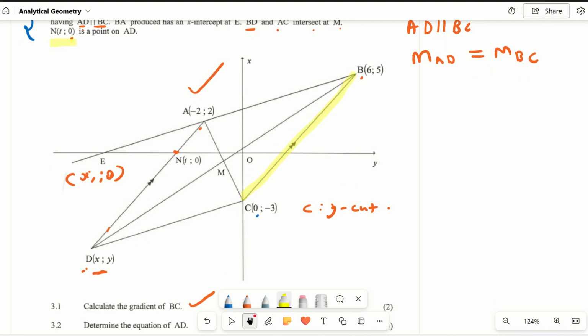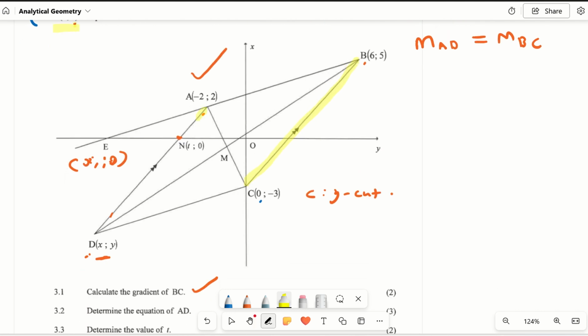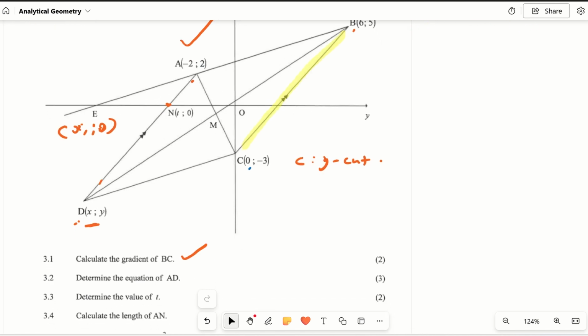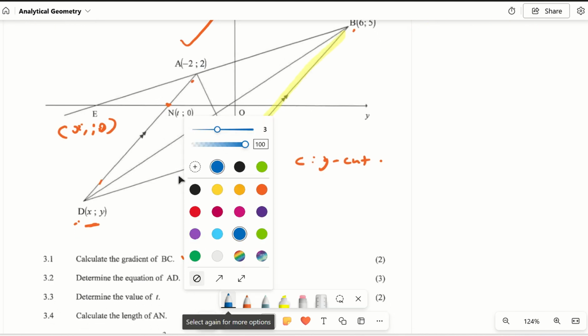All right. So you guys remember that we anticipated that since BC and AD are parallel, the chances are they might even ask you to find the gradient of AD as well. But let's find the gradient of BC quickly. This is the line we're looking for, the gradient. So we're going to use the gradient formula. Can you guys tell me what the gradient formula is?